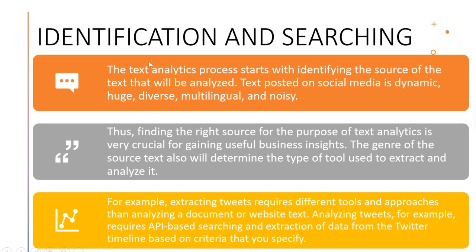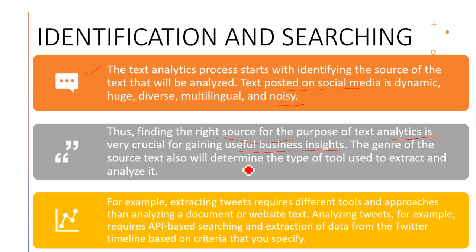So let's start with identification and searching. The text analytics process starts with identification of the source of text that will be analyzed. Text posted on social media is dynamic, huge, diverse, multilingual, noisy. Some may post in Hindi, some may post in English, some may post with a different accent, some may post with different meaning. Hindi text written in English, English text meaning Hindi. So all these types of text need to be identified. Thus, finding the right source for the purpose of text analytics is very crucial for gaining useful business insights.